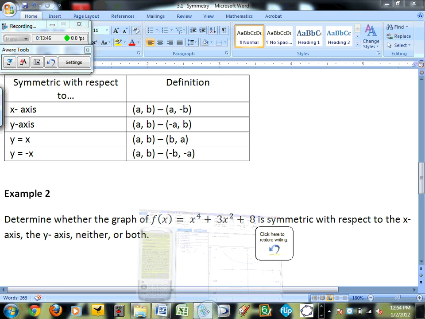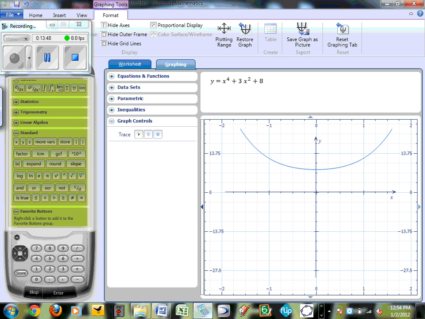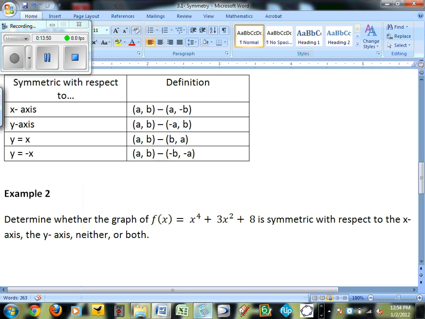If we were looking at a graph, we might think, well, I'm pretty sure it's symmetric to the y-axis, but we better check it out. All right, and again, the y-axis says if I plug in a value for x and then its negative value, I should get the same y values. Well, okay, so we picked 1 and we got 12, right? Well, let's pick negative 1, and do we get the same y value?